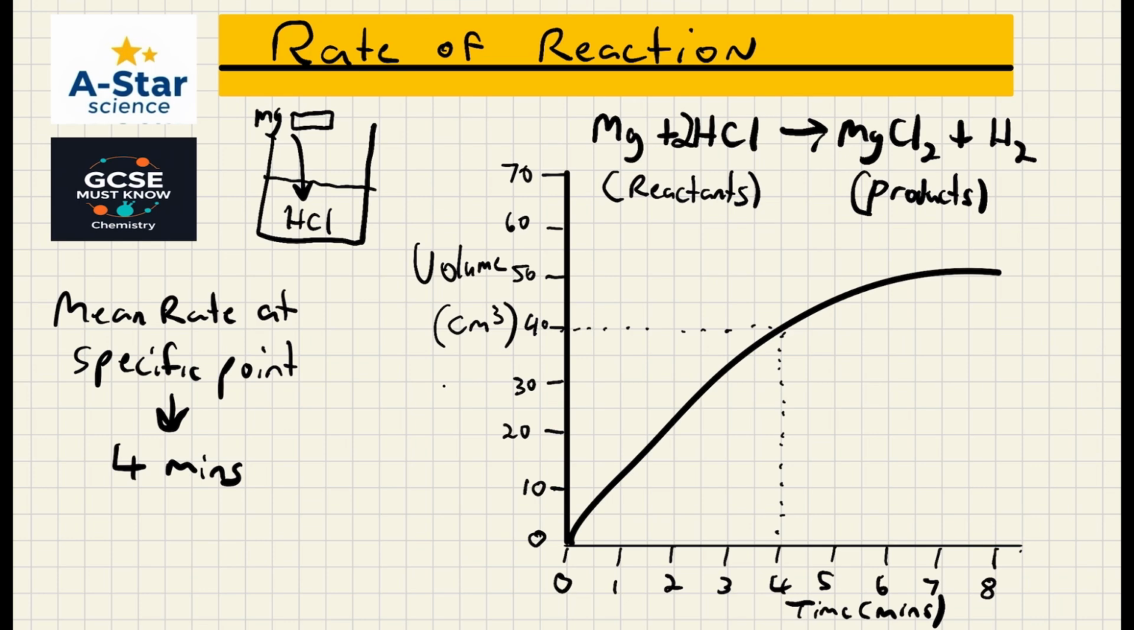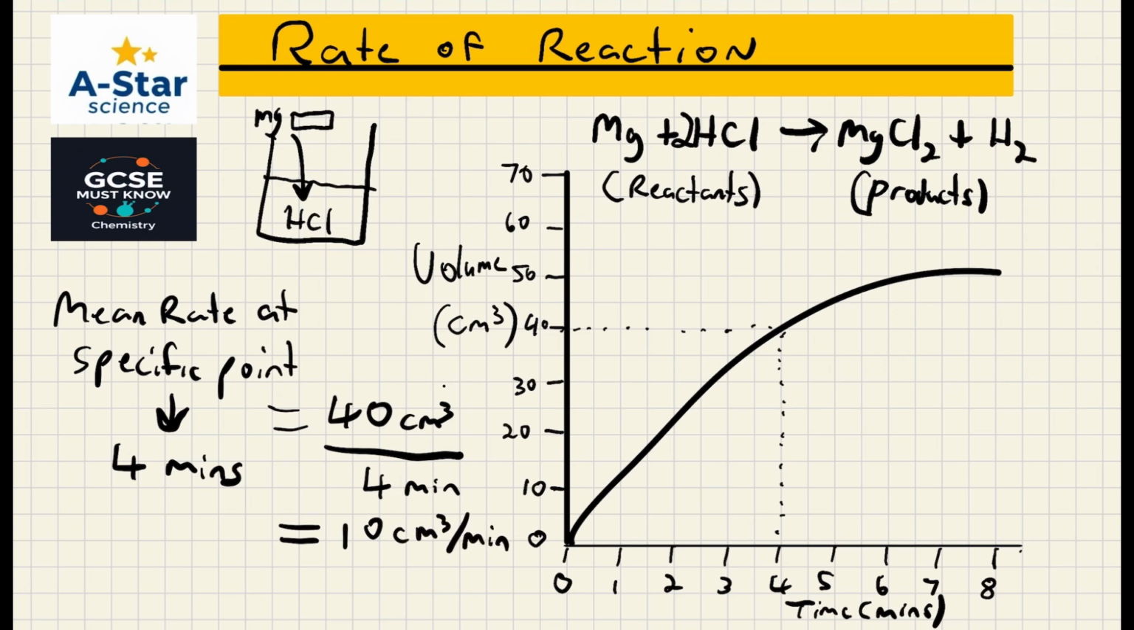And in this case, that's 40, because we know that the rate of reaction is the amount of product formed, which is 40 centimeter cubes, over time taken, which in this case is 4 minutes. And so that would be 10 centimeter cubes per minute. That would be the rate of reaction. 10 centimeter cubes of this gas, which is hydrogen in this case, is forming every minute. And that's how you do it if they ask for the mean rate of reaction.